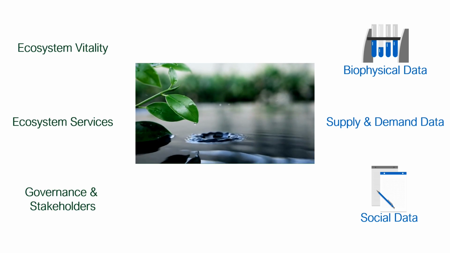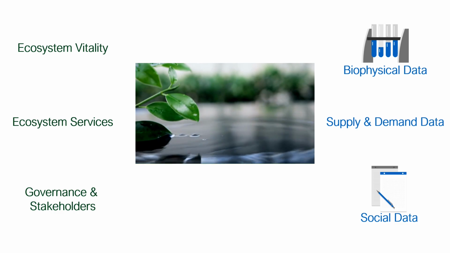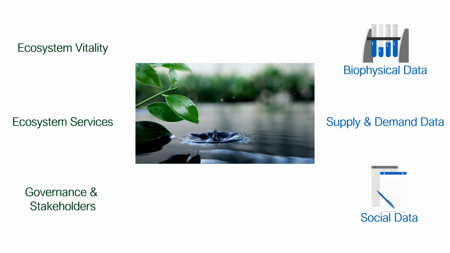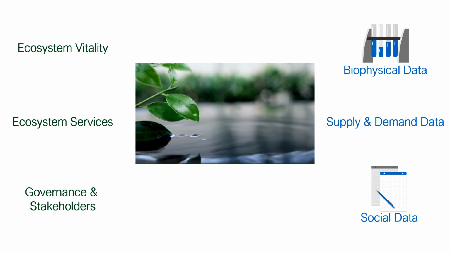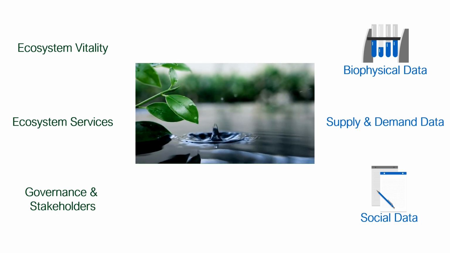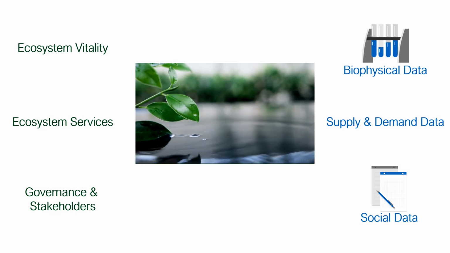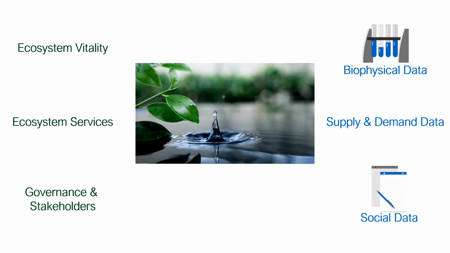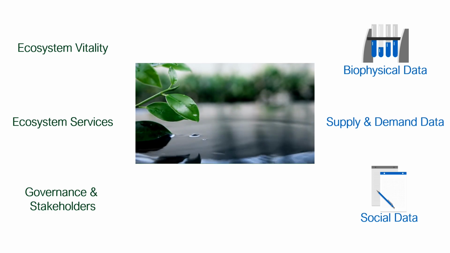These are ecosystem vitality, which refers to the long-term maintenance of ecosystem structure and processes that underpin the capacity of an ecosystem to provide water-based goods and services; ecosystem services, which are the range of benefits produced for stakeholders; and governance and stakeholders, which refers to the structures and processes by which people in societies make decisions and share power, creating the conditions for audit rule and collective action or institutions of social coordination.